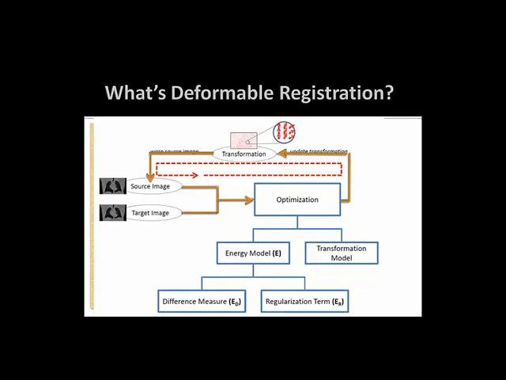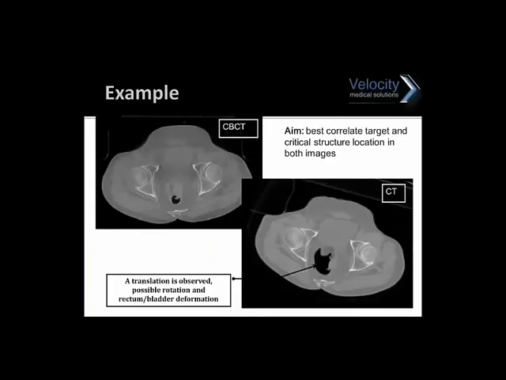So we have an example where we have the cone beam CT as our target image, and the CT image in the bottom right is your moving image. And you can see that there's rotation of the image needed, and also that the bladder and the rectum have been deformed between the two scans, or they're in different positions. So let's first do the rigid part of the registration.